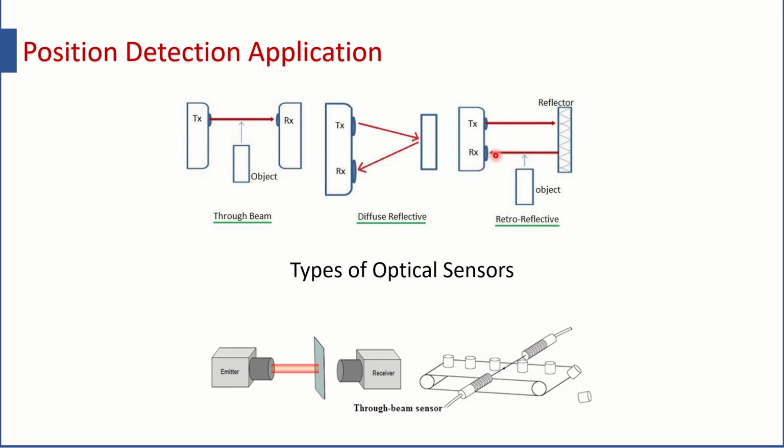Now they have several different applications. I will not cover each and every application. I request that you go to the Omron website and try to see what different types of optical sensors they have and what different types of applications they can have. I will try to definitely share the document with you. So you now have an idea of how this position detection application is carried out with the help of these basic three types of optical sensors.